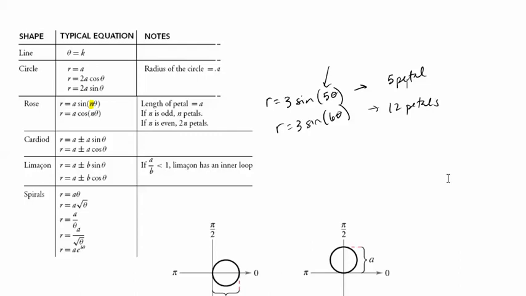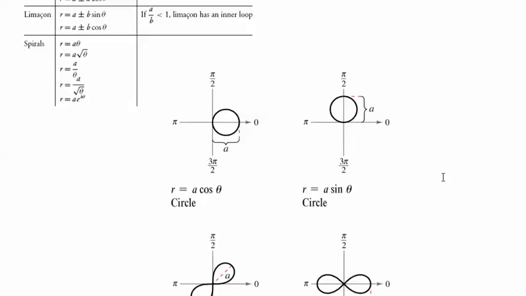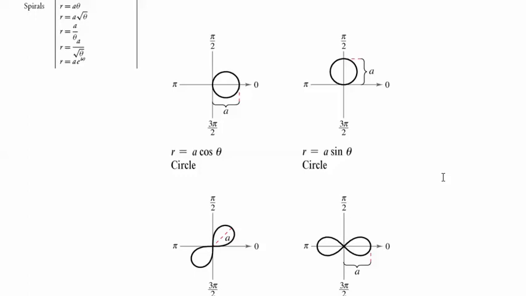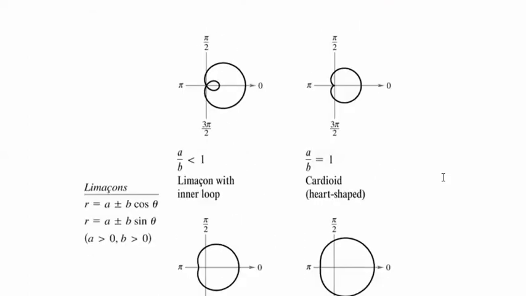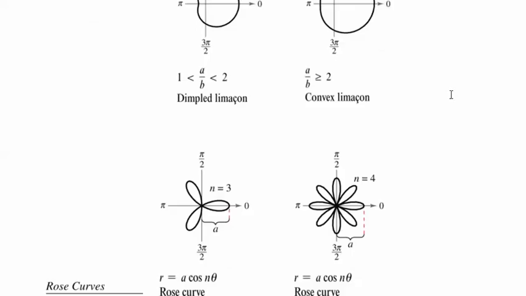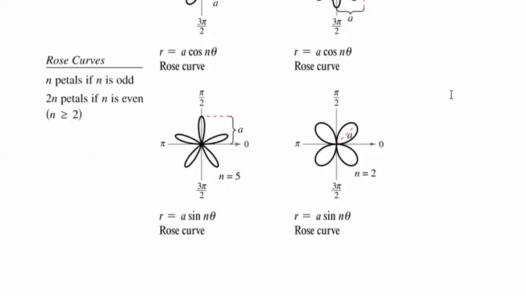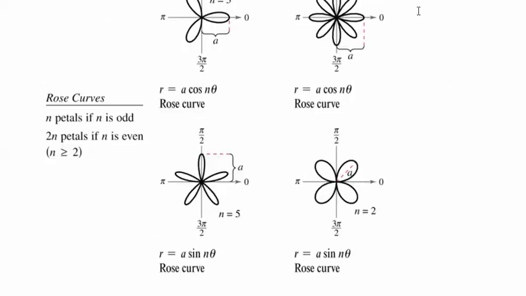Okay, we have some other shapes here. We have a cardioid, we have a limaçon, and we have spirals. These are all the different shapes that you can expect, and they give you all of the basic equations to go along with them. We'll talk more about these next time, but here are all the different sorts of equations. This will be in your notes that you've downloaded on Blackboard.